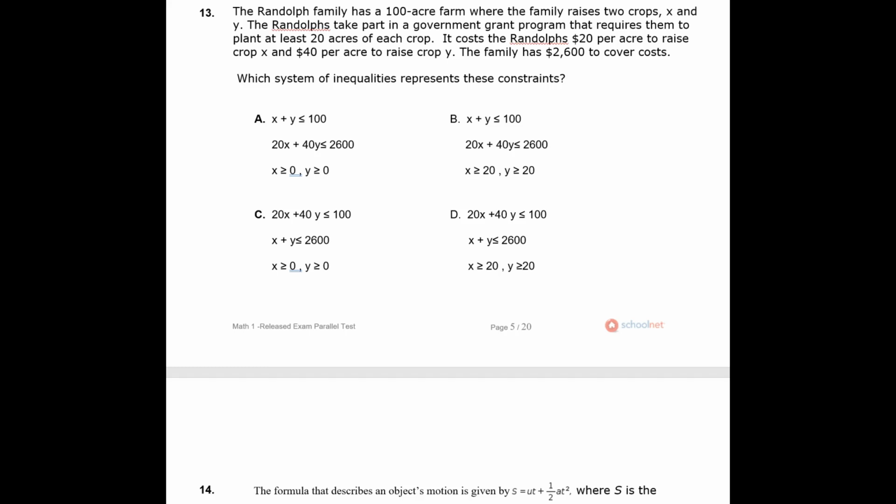All right, so we know that the Randolph family raises 2 crops, X and Y, and it's on 100-acre land. So we can't go over that land. So X plus Y is less than or equal to 100. Yes, has to be that. And then the next equation, we know that these 2 equations are the same.